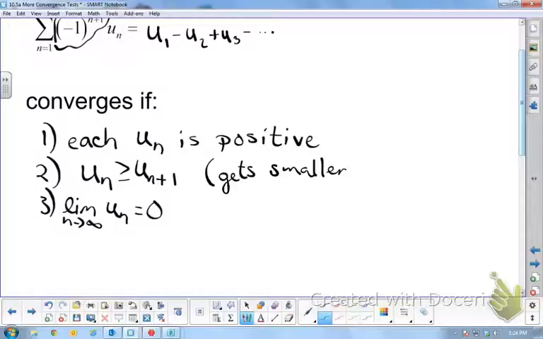Does it have to fit all 3 of those scenarios? It must fit all 3 for it to converge. If one of those doesn't work, it does not converge, or at least we can't tell it converges by this test.